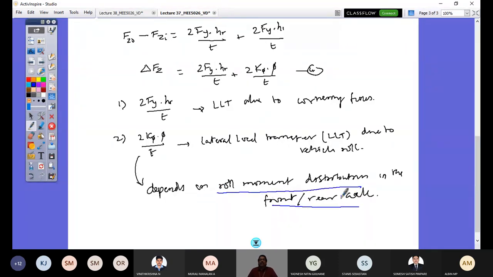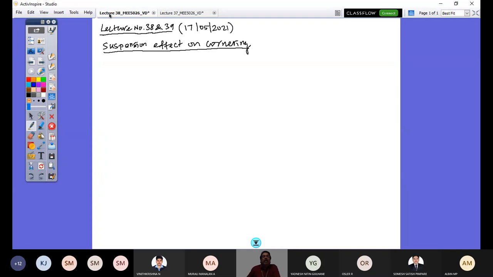So this is important. In order to understand this, you have to consider the free body diagram of the whole vehicle, both axles of the vehicle, and proceed further writing down the equations. So let us do that in today's class. Before that, let's understand why this roll moment distribution is so important. Right, so I'm going to start today's class with understanding roll moment distribution.